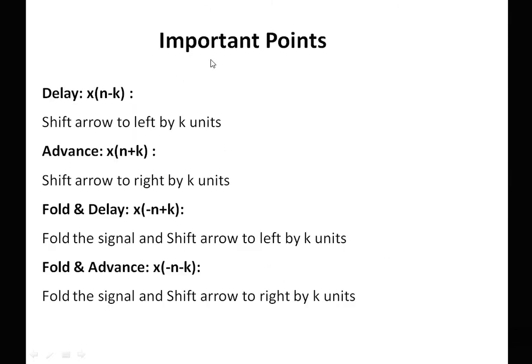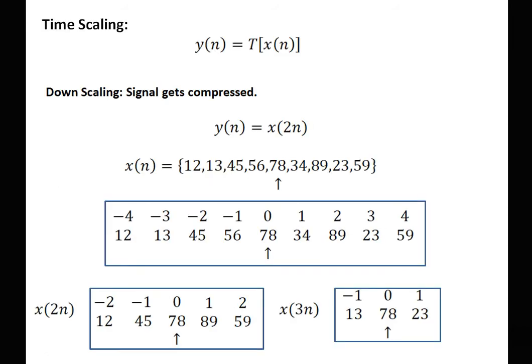This is a very important point. Just remember this. X of n minus k, shift arrow to the left by k units. X of n plus k, shift arrow to the right by k units. X of minus n plus k, fold the signal and shift the arrow to the left by k units. Fold and advance, fold the signal and shift the arrow to the right by k units. So please remember all these 4 rules to do the sketch or signal manipulation.